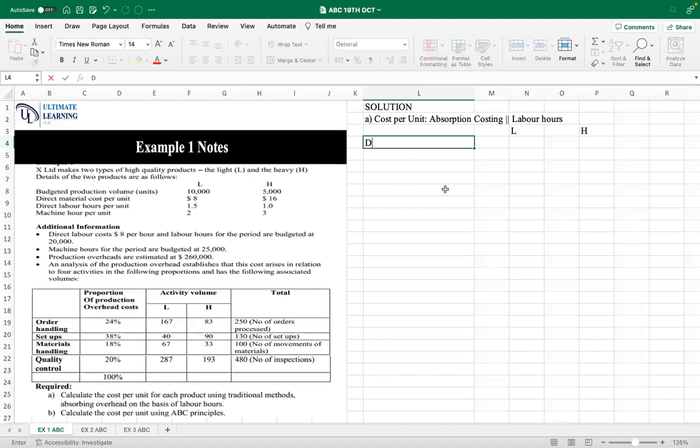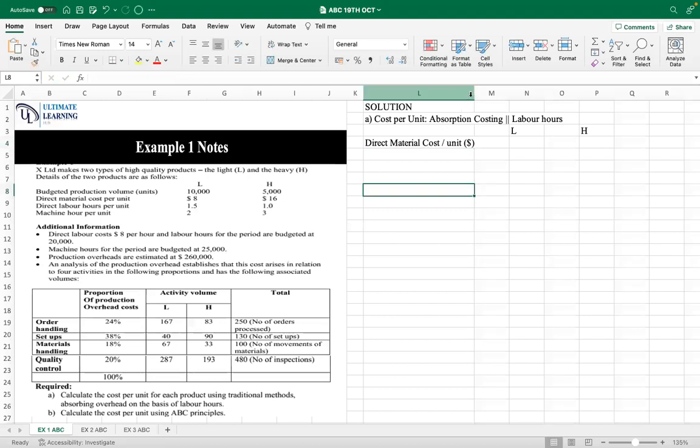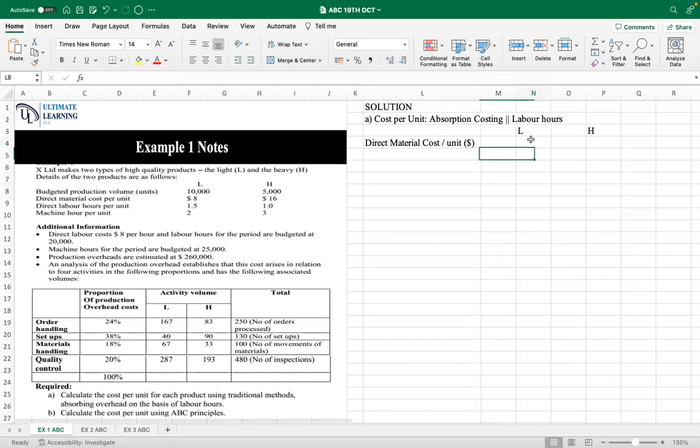So we'll start with direct material cost per unit. It is $8, and so it is in dollars. So direct, it is 8, and on this other side, it is 16. I'm just picking it directly from the question. 8 and 16, and you can see it is dollars.